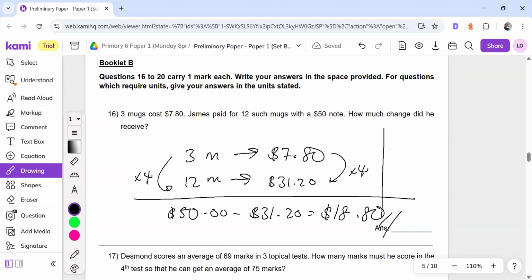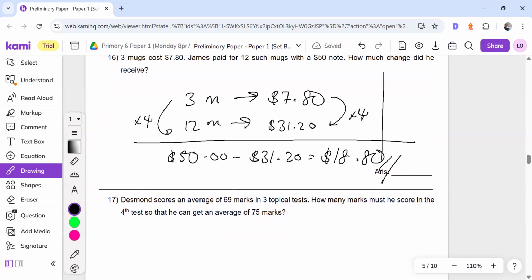Is that your answer? I am not showing you the working. I assume you know how to add, how to minus, how to divide, because these are too simple. But if you need me to show you how to divide, later at the end of the lesson, you let me know. Okay, question 17.